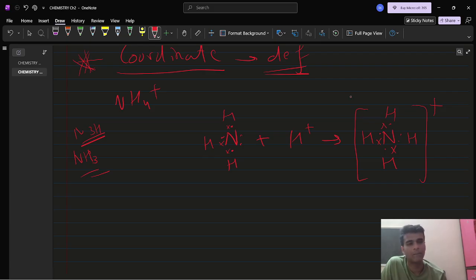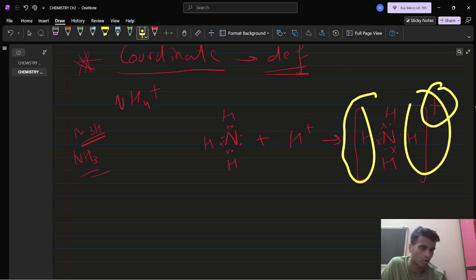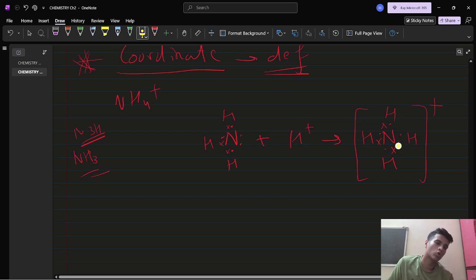And here this is important. If you don't show this plus sign and these brackets, marks gone. You will have to show that both are the same. You cannot show a cross here. That is the entire idea of coordinate covalency: both shared electrons are contributed by this nitrogen. This hydrogen is not giving anything, so you cannot show the cross here. There should be only 2 dots here. And it forms NH4 plus.